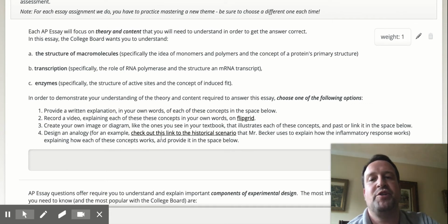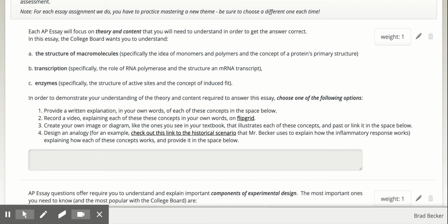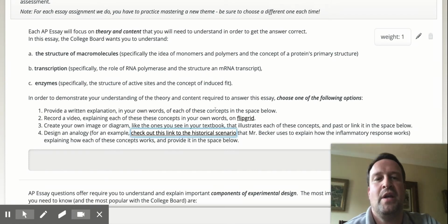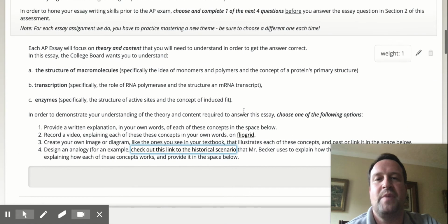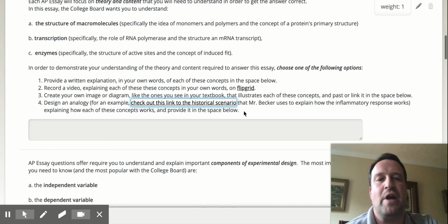And I linked them over to an analogy that I put together on the immune system, which they can use as an example to see how to do this. And that's the basic pattern I use for each of these 4 options I provide them.